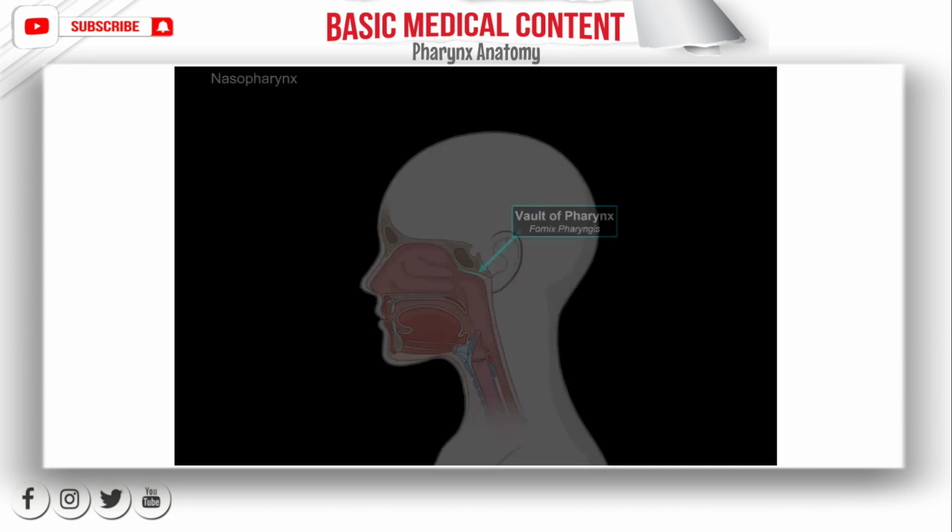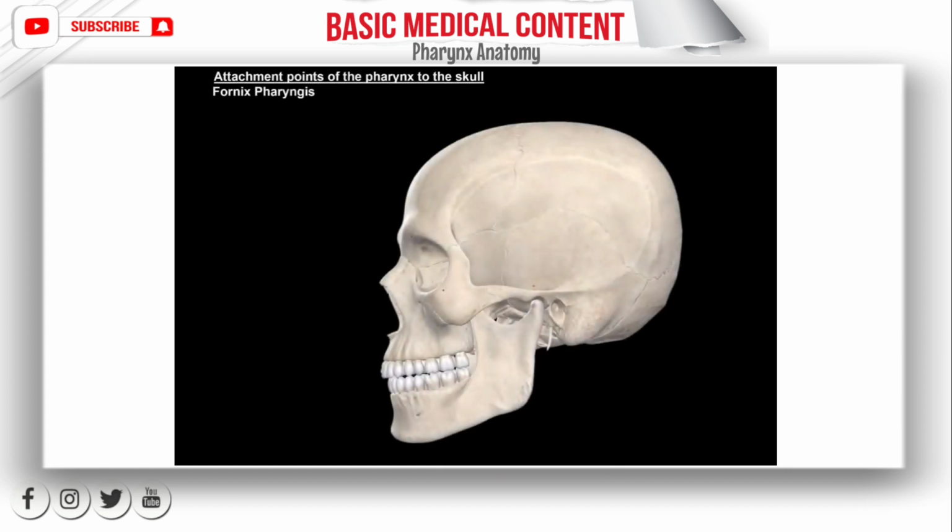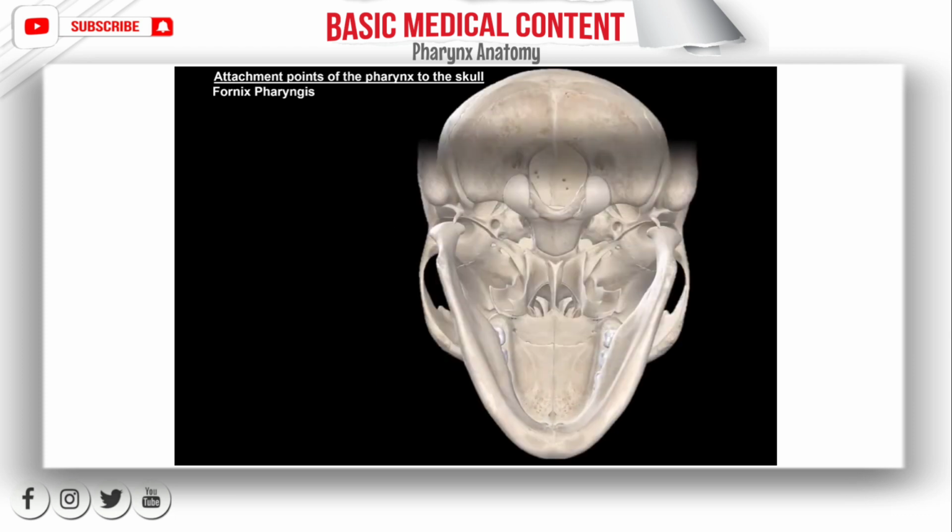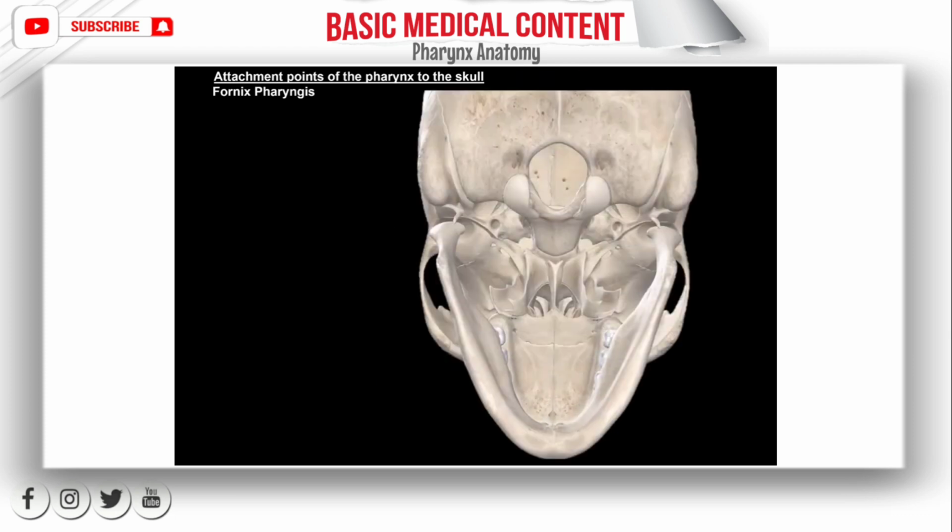And to understand these attachment points, let's look at this model right here and look at it from this perspective and zoom in a little bit. Now we're able to see the actual attachment points of the fornix pharyngis. Now just for orientation's sake, here is the nasal cavity and here's the oral cavity. And so this blue line is the attachment points of the pharynx.